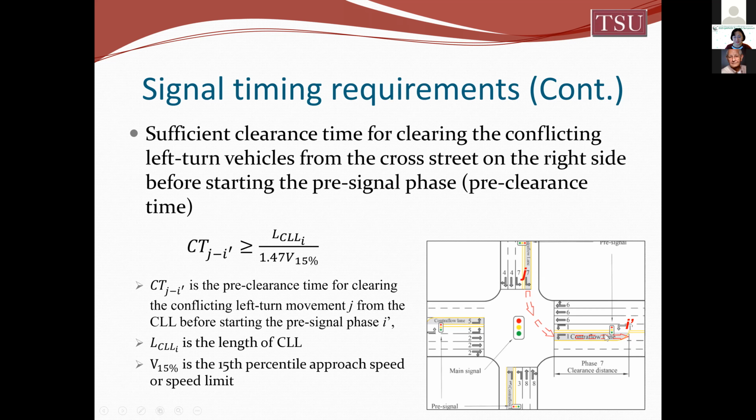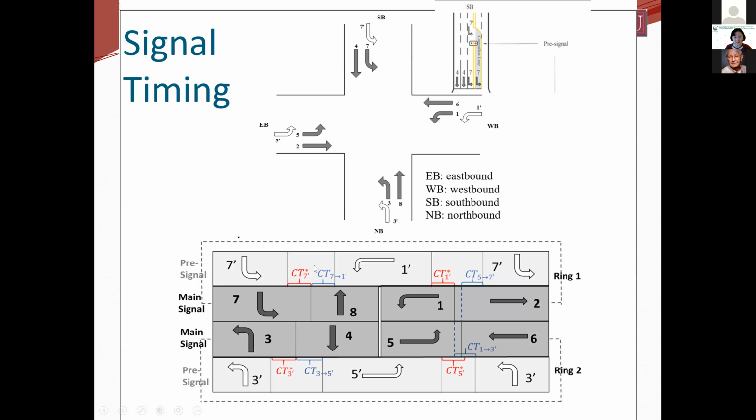Okay, this is what we call the clearance time. It means that before we turn the pre-signal lights to green, we have to clear this vehicle. I use the green color indicator. This is the pre-clearance time. We still use phase 7 as an example. Phase 5, the left-turn movement, will conflict with phase 7. So I use CT5 to 7 prime to indicate this clearance time to avoid conflicts between movement 5 and the contraflow movement 7.